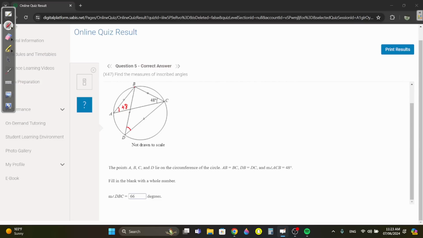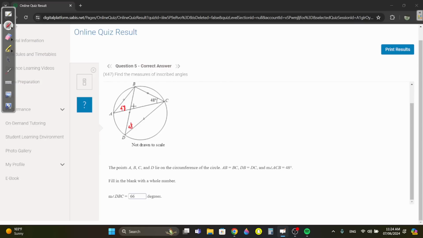Why? Because they both intercept the same arc. They both inscribe the same arc. You see this one over here, this one here intercepts like this, and this one here intercepts like this. So they both intercept the same arc, hence they will both be 48.